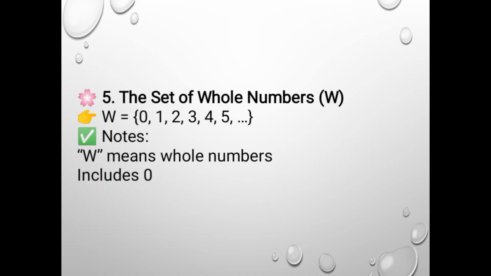Next is the set of whole numbers. Set of whole numbers W is equal to 0, 1, 2, 3, 4, 5, and so on. W stands for whole numbers, which include 0. Students, what is the smallest whole number? Obviously 0. 0 is the smallest whole number.